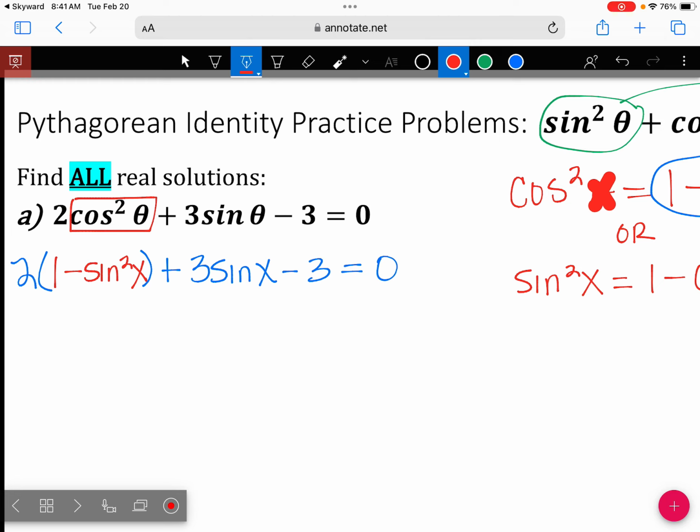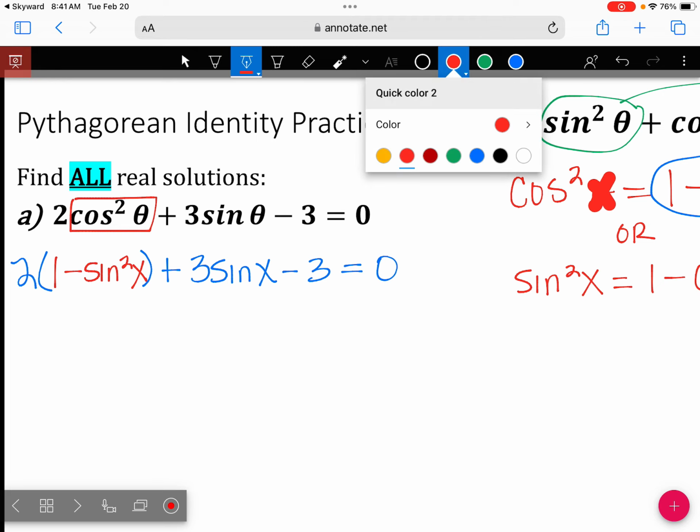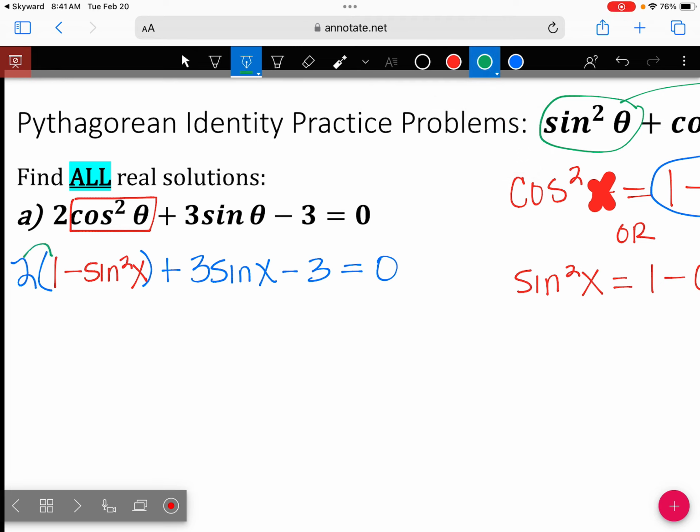All right, so now we're just going to use our algebra skills. So the next thing we're going to do is distribute this 2. Take the 2 and distribute that, which gives you 2 minus, so 2 times 1 is 2. What is 2 times sine squared x? Yep, 2 sine squared x.